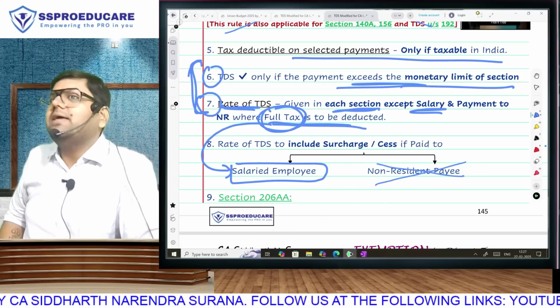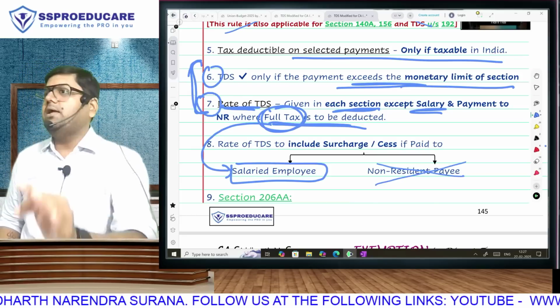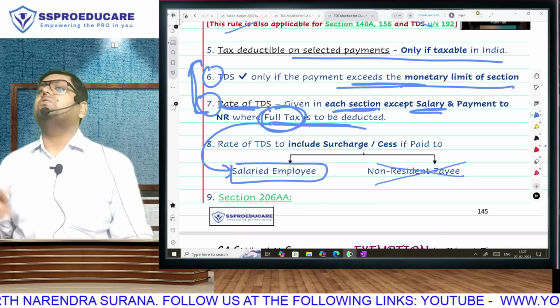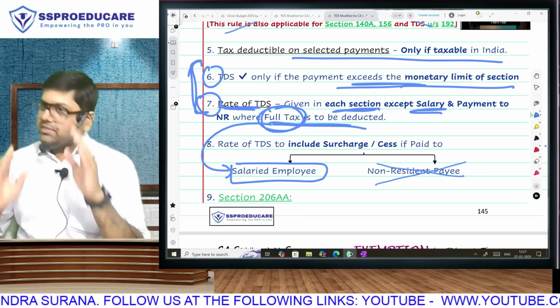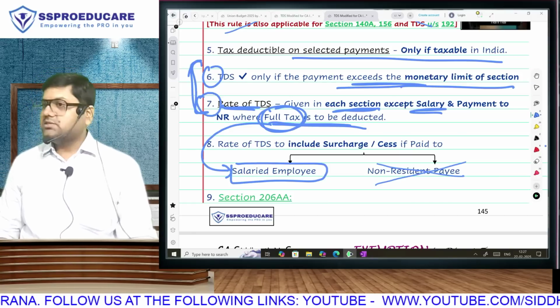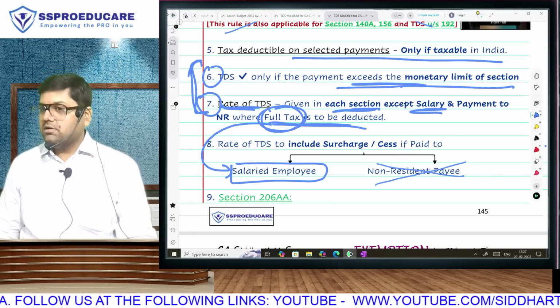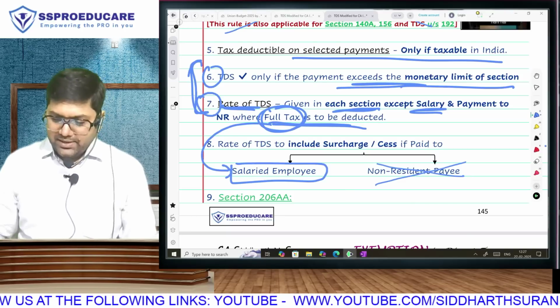So only in salary, non-resident you ignore. At inter you will say only in salary, TDS will include surcharge and cess. In all other sections, if they say 10%, then you deduct 10 only. You don't deduct 10 plus surcharge plus cess. Is that understood, everyone?